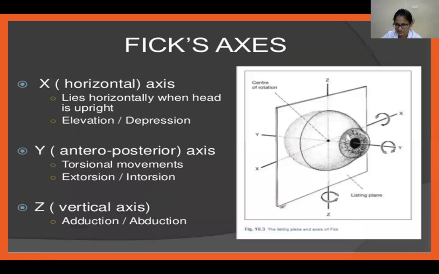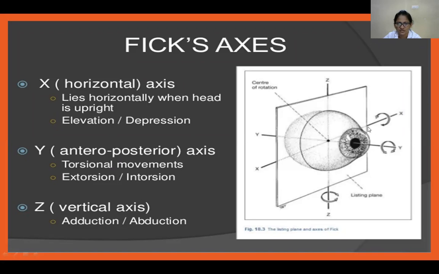Okay, how is the eyeball divided in three planes? These are also nothing but three axes. The x-axis is the horizontal axis. The y-axis is the anterior posterior axis. The z-axis is the vertical axis. Horizontal axis, anterior posterior axis, and vertical axis.